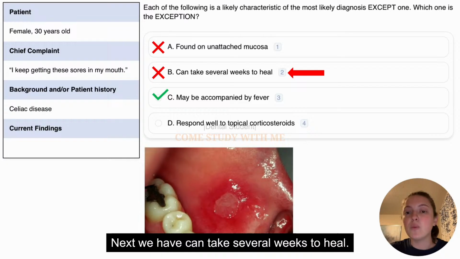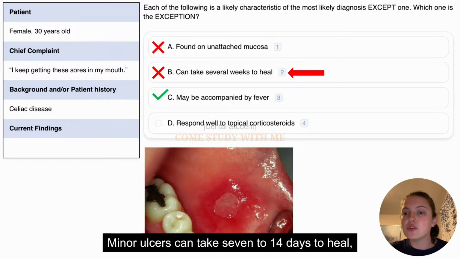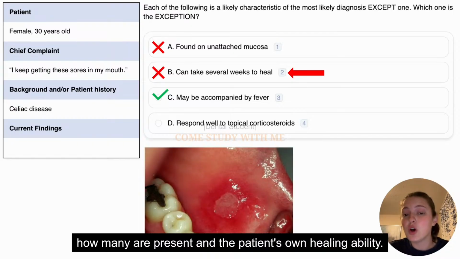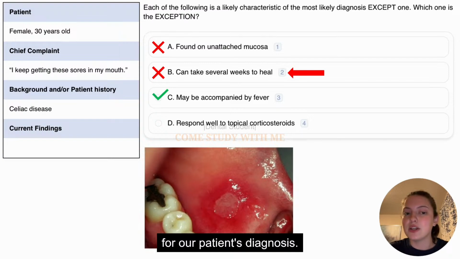Next, we can take several weeks to heal. This is also something I mentioned earlier, and it's definitely true. Minor aphthous ulcers can take 7 to 14 days to heal, and major aphthous ulcers can take 2 to 6 weeks. It really depends on the size of these lesions, how many are present, and the patient's own healing ability. But this is certainly another likely characteristic for our patient's diagnosis.